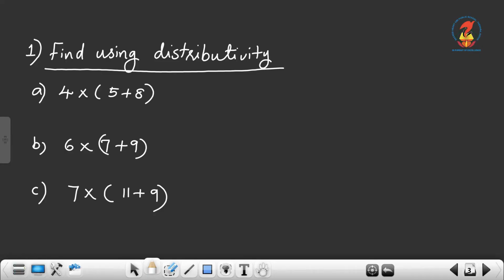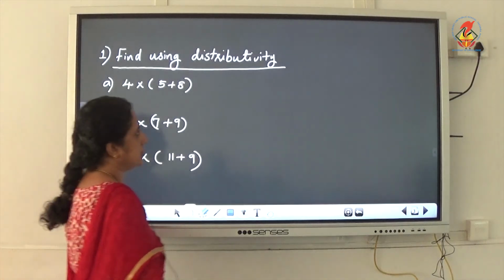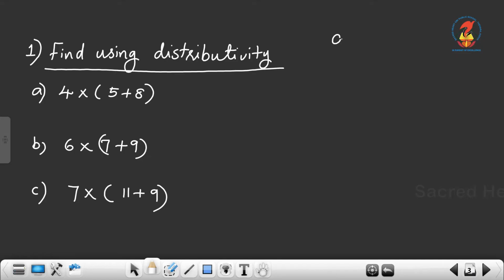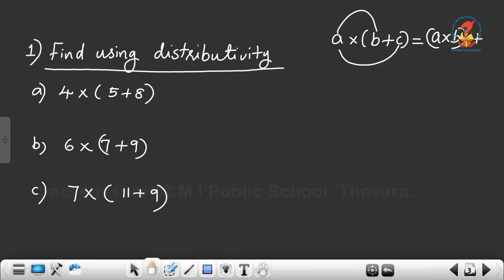Now look at that. Find using distributivity. So remember the distributive property: if A, B and C are three whole numbers, then A into B plus C is equal to A into B plus A into C. Now using that, how can we write it?